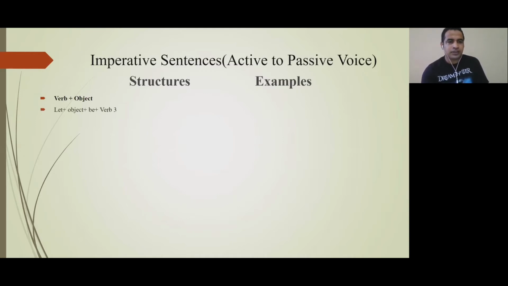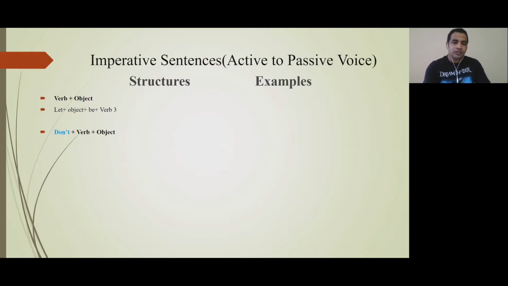First of all, the verb plus object, then it will be let plus object plus be plus V3. I mean the verb 3. Well, you know always another new word, that is don't. First of all, you have to know, my dear students, how an imperative sentence starts. It starts with a verb. Basically, the subject "you" is silent, no problem. We will say for our better understanding that we have to start it from the verb.